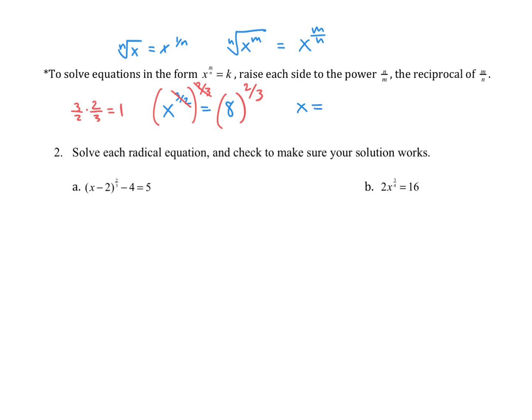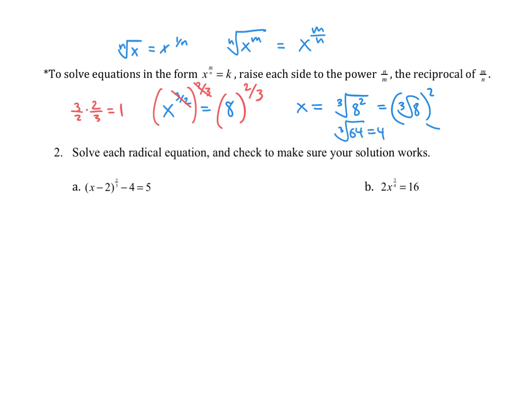But 8 to the 2/3 can be simplified. That's the cube root of 8 squared. And I could write the squared on the inside, or I could write the cube root of 8 with the square on the outside. Either way, I get, well, this would be the cube root of 64, which is 4.